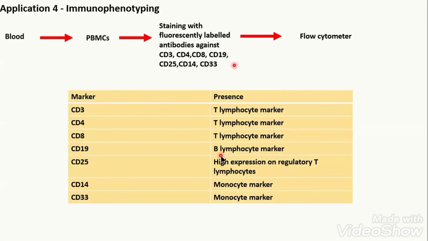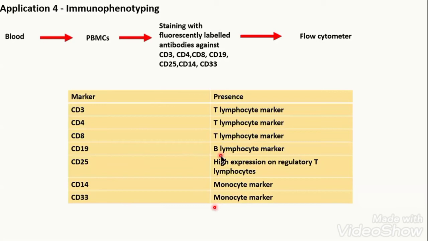Can we do that? The answer is yes. You can take blood and you can take PBMCs. And in the PBMCs, you start adding the antibodies against different proteins. For example, CD3 present on T cell, CD4 present on T cell, CD8 present on cytotoxic T cell, CD19 present on B lymphocyte, CD25 present on regulatory or suppressor T cell, CD14 monocyte, CD33 monocyte, and so on.